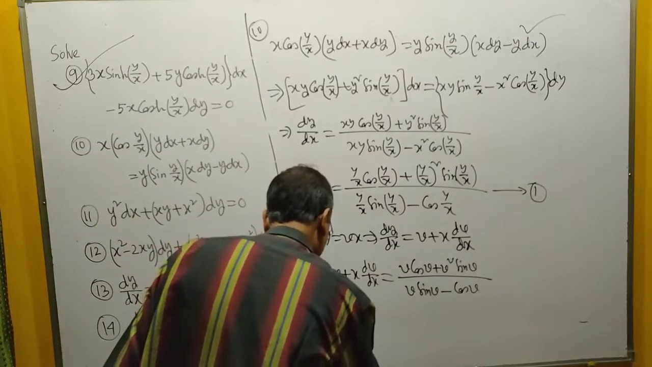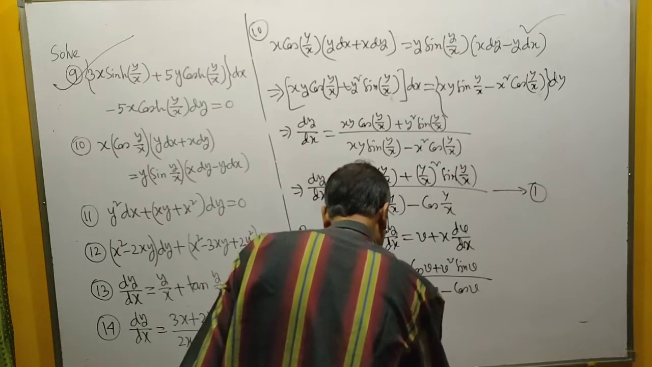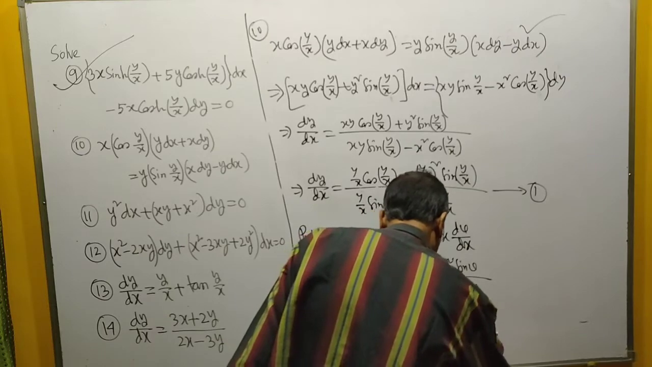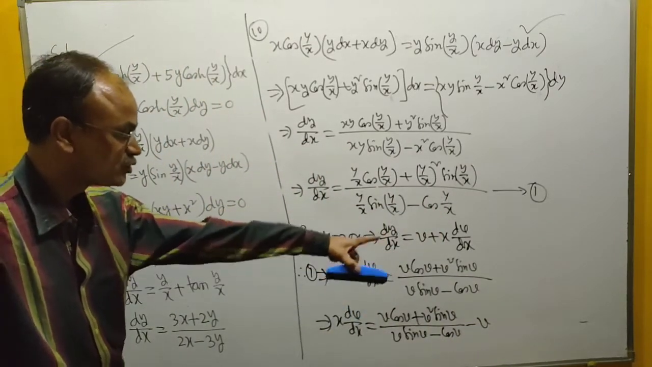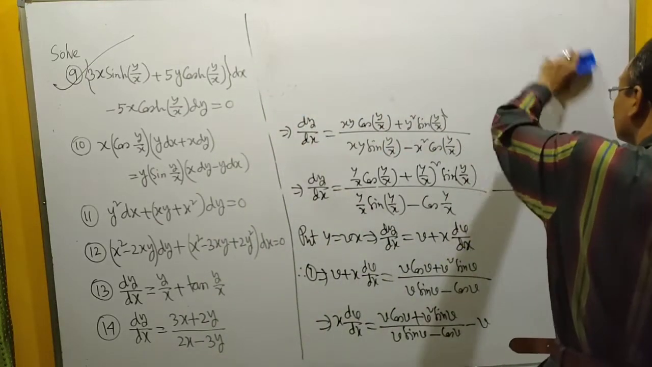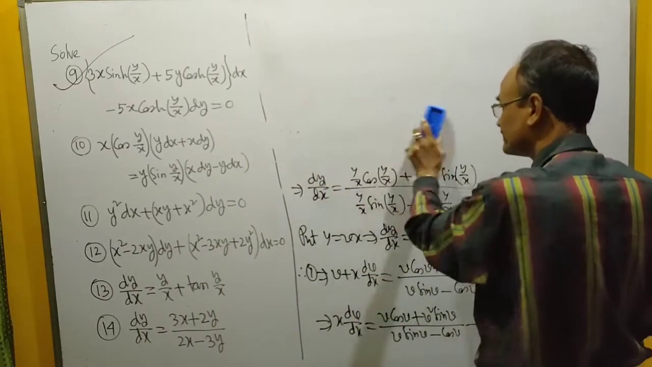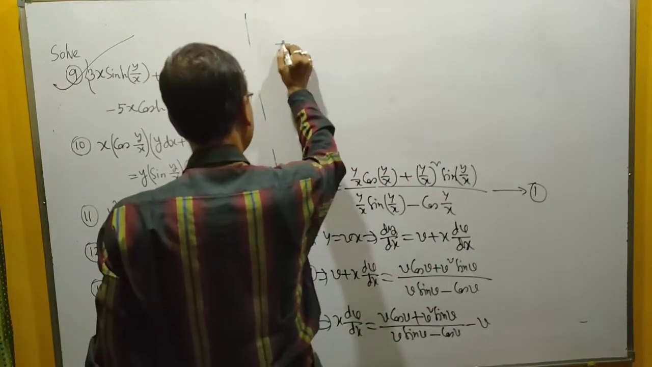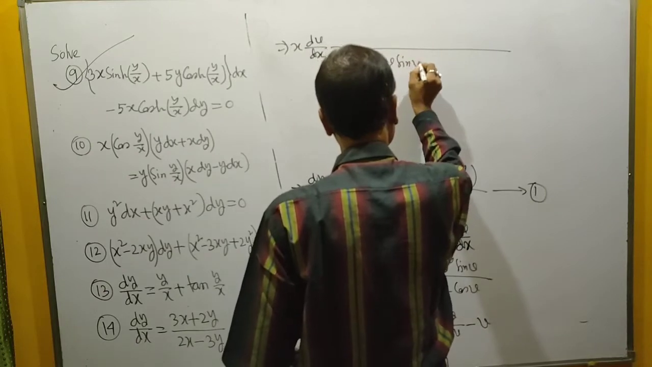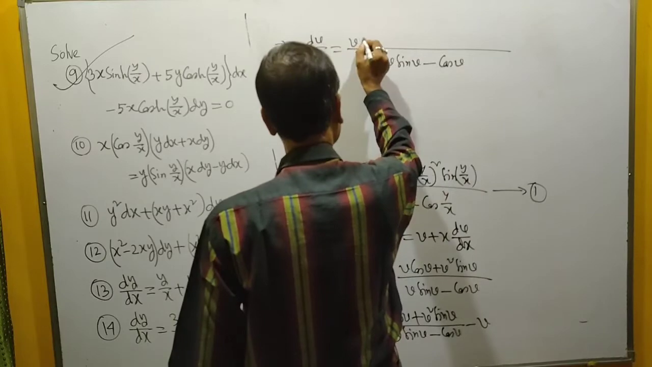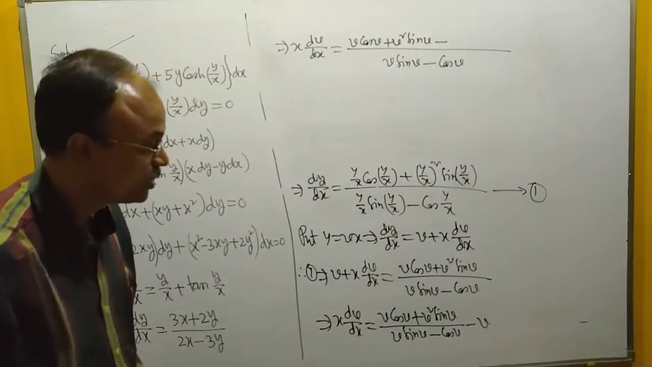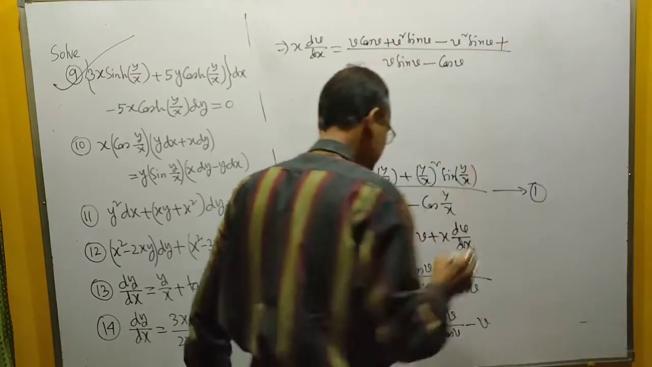Next, x dv by dx should be equal to v cos v plus v square sin v divided by v sin v minus cos v, minus v. This v has been taken to the right hand side. Now, this means x dv by dx should be equal to v cos v plus v square sin v, minus v square sin v plus v cos v.